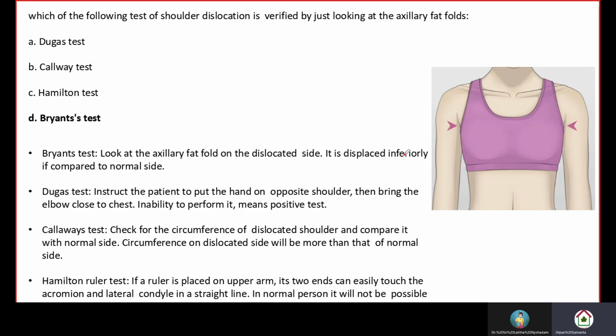In Bryant's test, the axillary fat fold on the side of the dislocated shoulder is found to be displaced inferiorly if compared to the normal side.